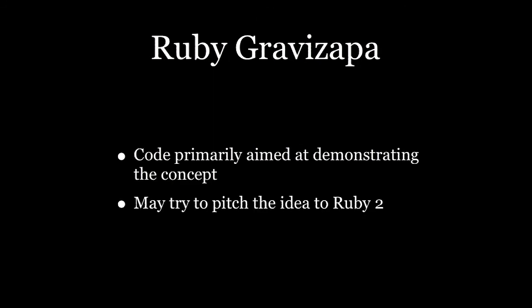The idea with Ruby Gravizapa was to implement taint, more like a proof of concept for taint tracking, potentially pitch it to Ruby 2. So if you guys have any sort of connections with Ruby 2, if you drink beer with Matz sometimes, maybe, please mention this so maybe we can integrate it somehow in there.